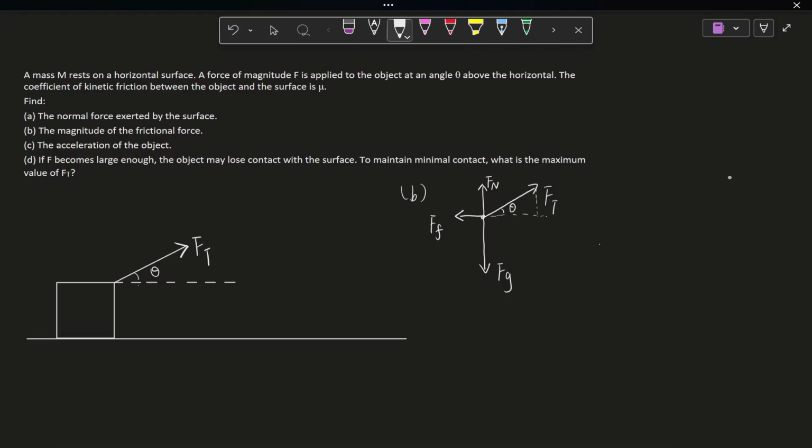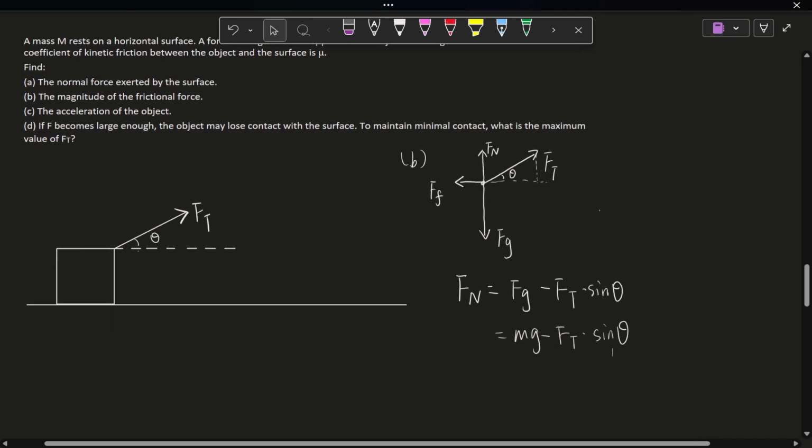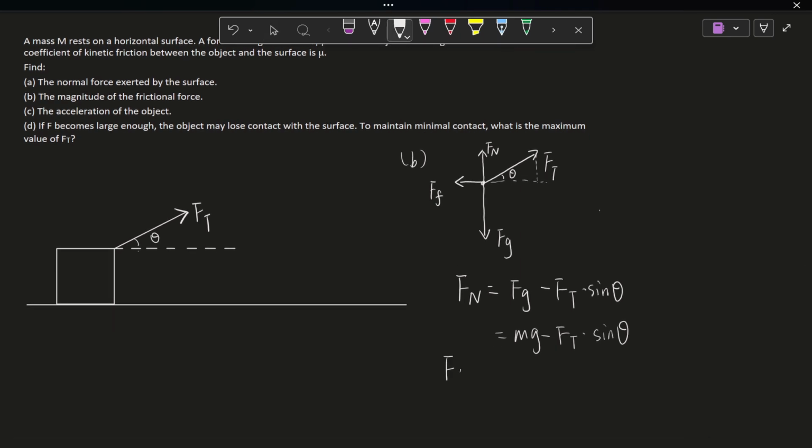Now for the B part. From the last question, we figured out Fn is equal to Fg minus Ft times sine theta, which is equal to mg minus Ft times sine theta. We know that the friction force is equal to Fn times mu. Since mu is already given in the question, we can directly plug it into this formula.